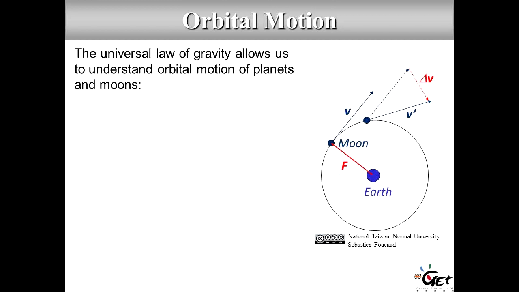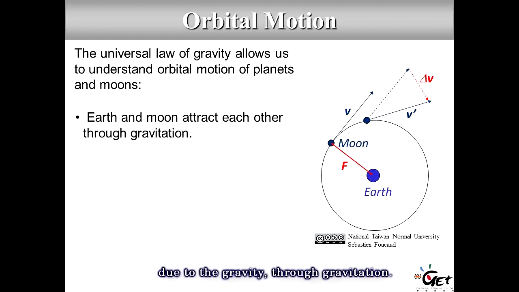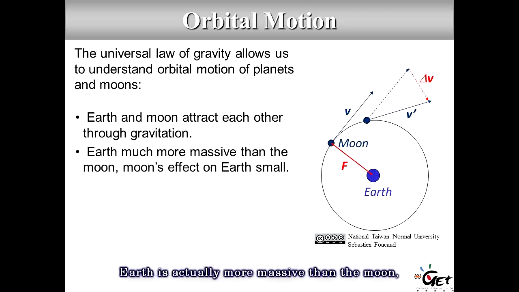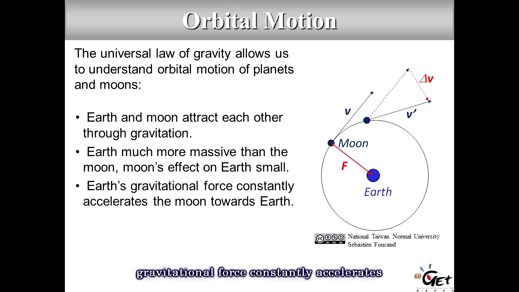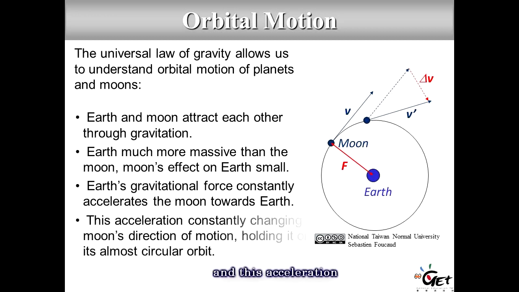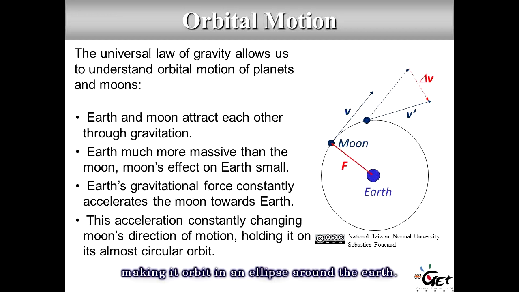When you have the Earth and the Moon has a given velocity, and due to the gravity attraction, the Moon is traveling fast enough to keep on orbiting around the Earth. The Moon and the Earth attract each other due to the gravity, so gravitation. Earth is actually more massive than the Moon, so the Moon's effect on Earth is very small. Actually, you know that it exists, it's called tides. We mentioned that a couple of weeks ago. But it's still smaller than the effect of Earth on the Moon. So what happens is the Earth's gravitational force constantly accelerates the Moon towards Earth, and this acceleration is changing the Moon's direction constantly, making it orbit in an ellipse around the Earth.